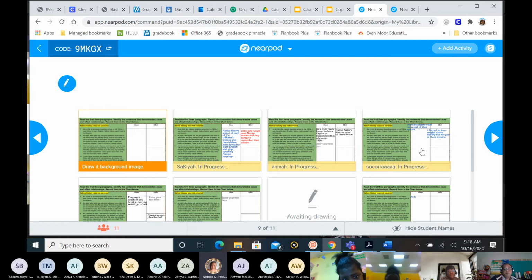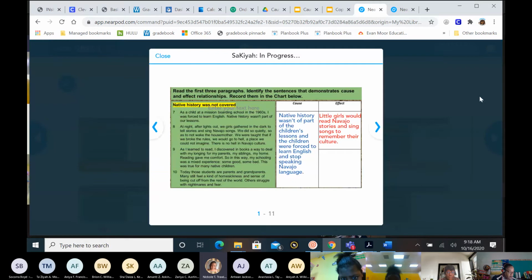Okay, so let's just go over some of your answers. Kaya, can you go over your answer for that slide? For the cause or for my first effect? You can go ahead and give me your cause. Okay. For the cause, I put Native history wasn't a part of the children's lessons, and the children were forced to learn English and stop speaking Navajo language. Okay. And can someone give me their effect?